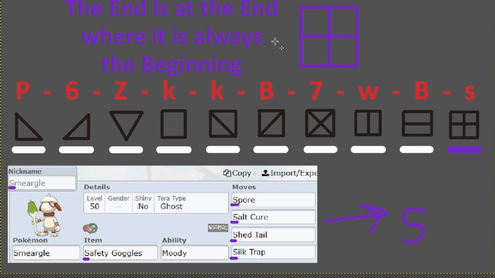And lastly, the 11th clue is just a little riddle that the end is at the end, where it is always the beginning. And so what I wanted you to do is to look at Smeargle, who is the end Pokemon on the team, and all of Smeargle's moves and its item. I threw that in a little bit there at the end. But this is the symbol for the 10th character, which is at the end of the code. So the end of the code is at the end of the team, where it is always the beginning of every move. So S for Spore, Salt Cure, Shed Tail, and Silk Trap means that you need an S for the 10th slot of the code.